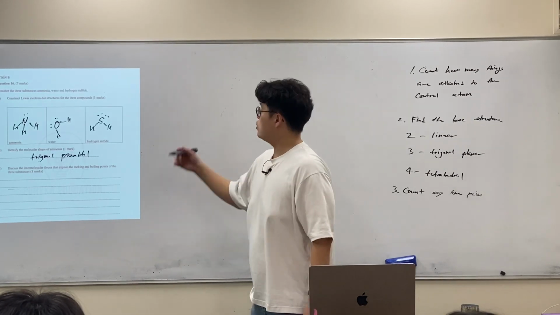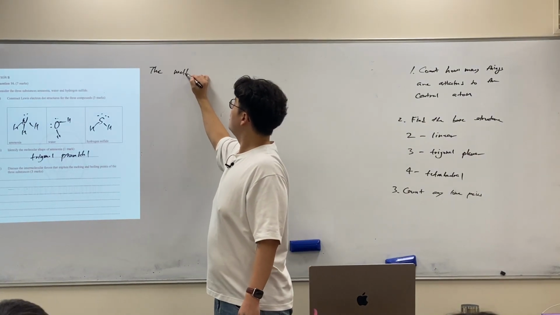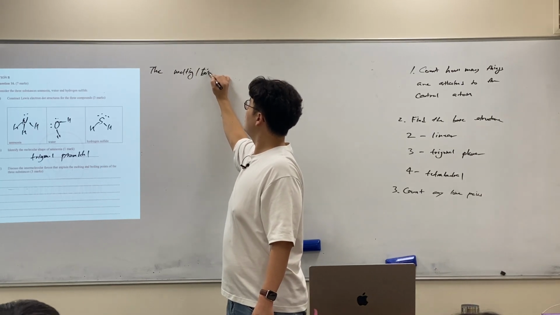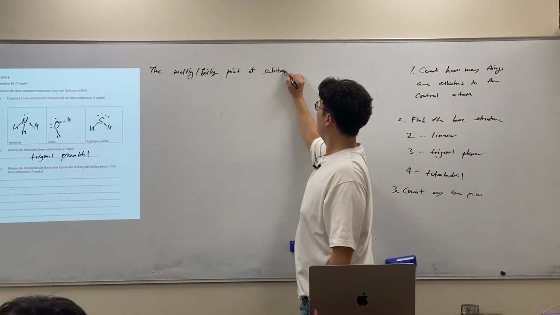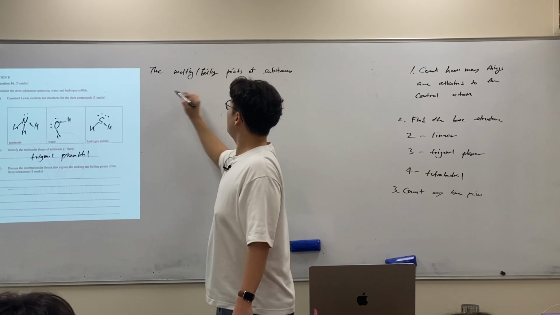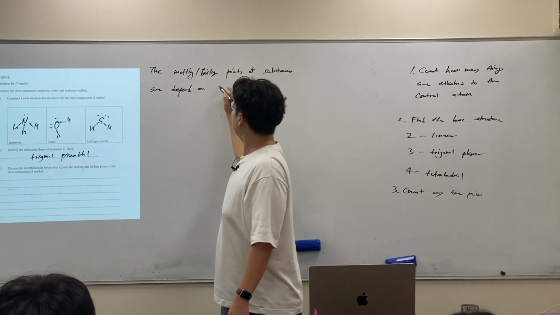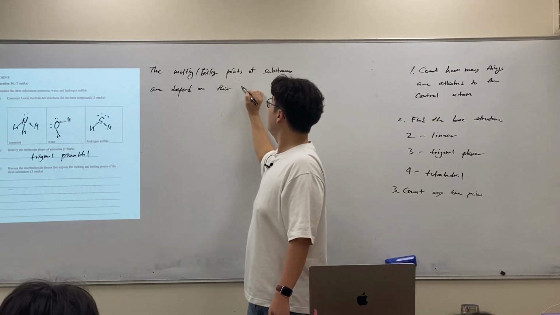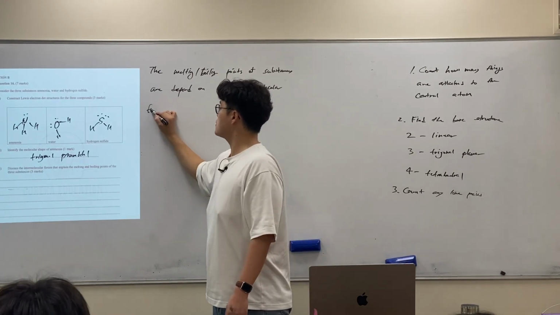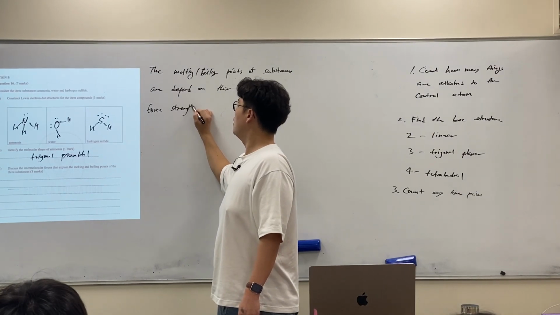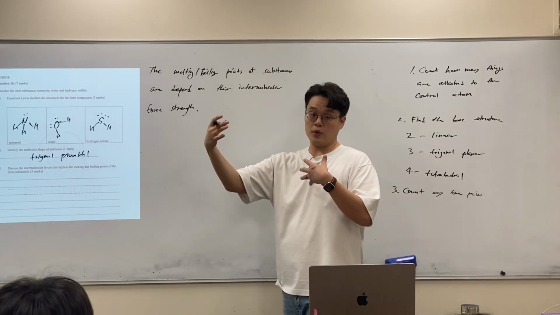So we can start out here like two. The strength, the melting and boiling points of the substances depend on their intermolecular force strengths. Okay, so the greater the intermolecular force, the higher the boiling point and the higher the melting point.